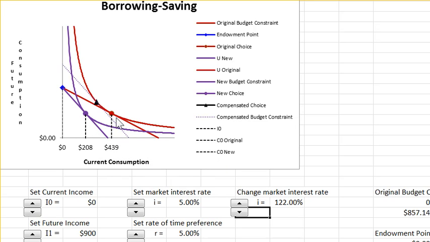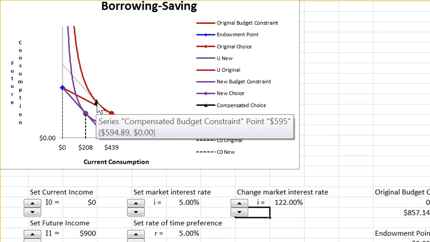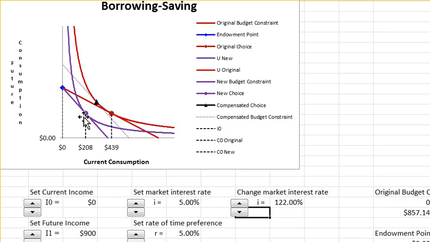When you raise the interest rate, this borrower is experiencing an increase in the price of current consumption. The substitution effect for that is moving to here. Both goods are normal in this case. The income effect is moving to here, and so after the increase in the interest rate, less current consumption without any question because the person is a borrower.